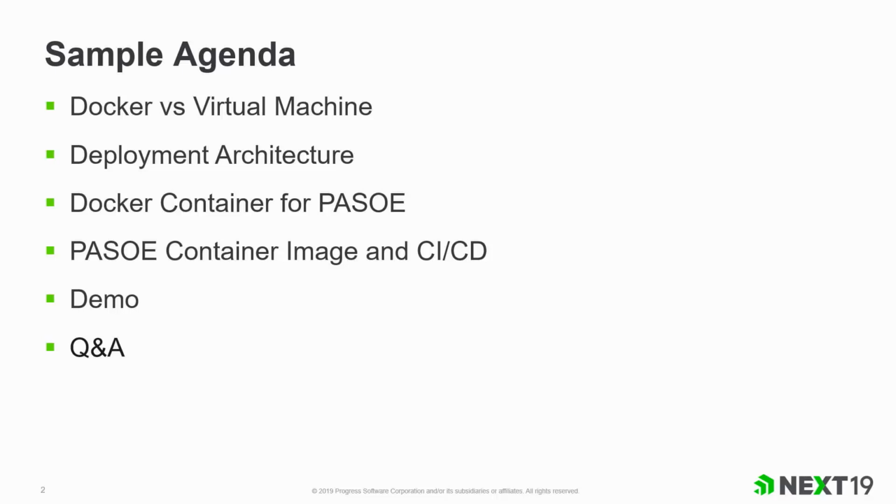We're going to be looking first at the difference between Docker and virtual machine. Now, how many of you already know Docker, some of Docker? Okay, all right, that's a good number. What about Kubernetes? Okay, some, good. All right, now we're going to also walk through our deployment architecture, what we're doing for Docker, the Docker container for PASOE, and look more in detail at the Docker container image, and also then we will have a demo.